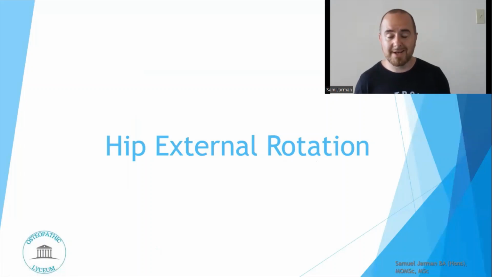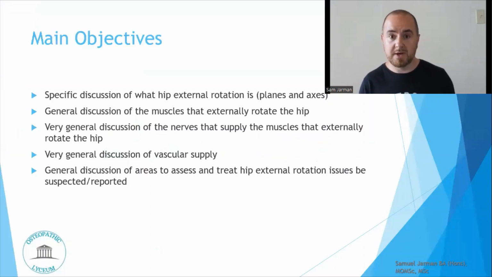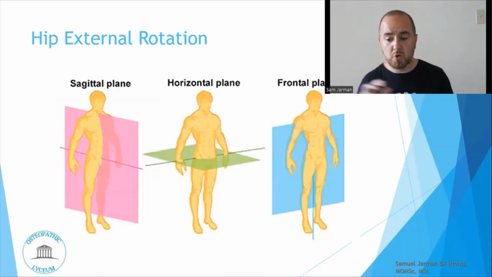Continuing to look at anatomy with respect to motion as a central point of our network of meaning, or our semantic network, we're looking at hip external rotation. So as is consistent, our objective is to have a specific discussion of what hip external rotation is with respect to planes and axes, a general discussion of muscles that generate this motion, as well as the neurovascular bundle associated therein, and areas to assess and treat should issues with hip external rotation be suspected by the practitioner or reported by the patient.